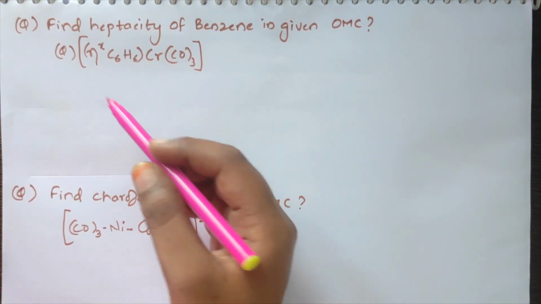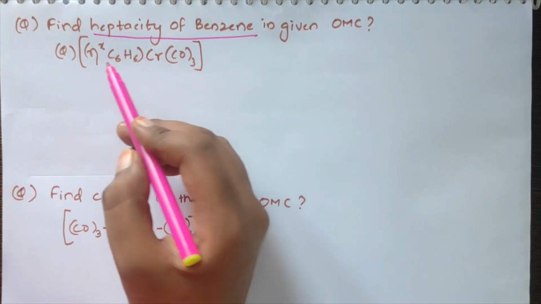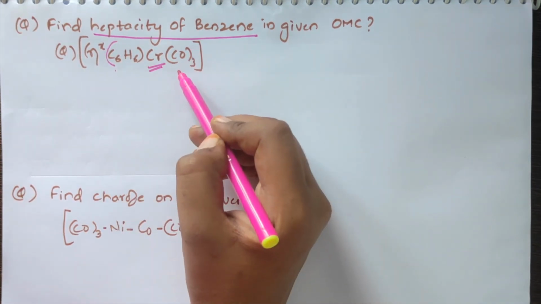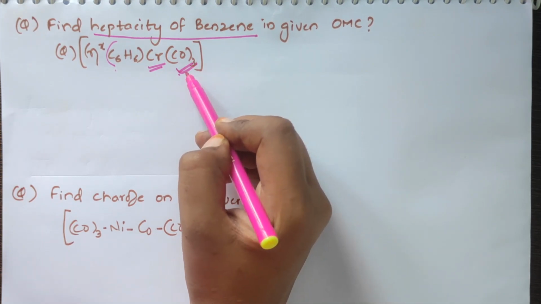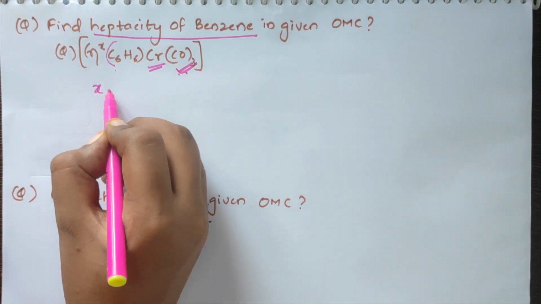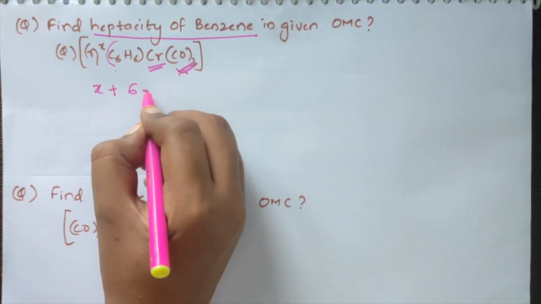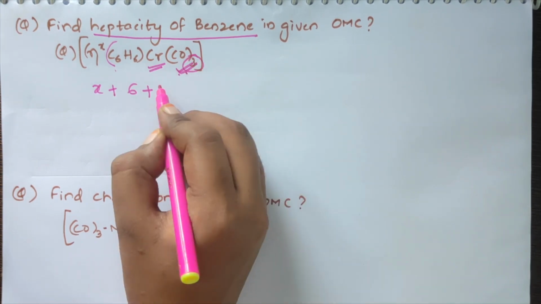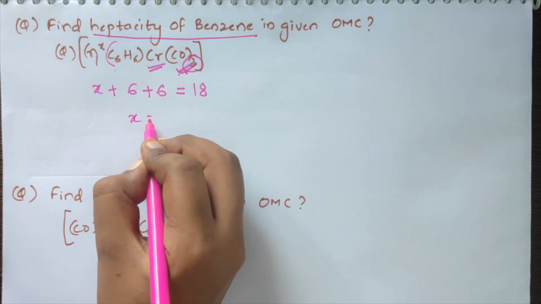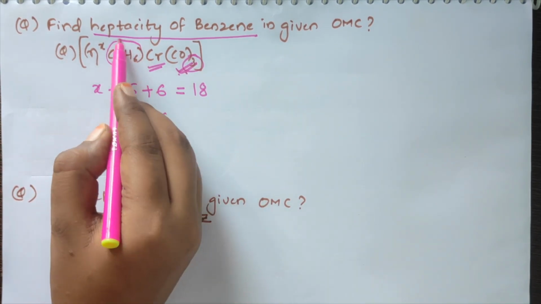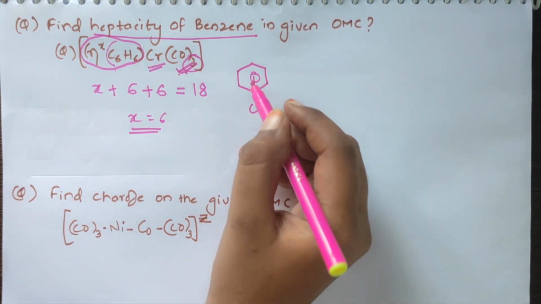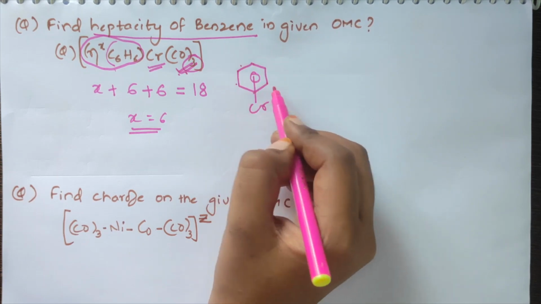Here in this question we have to find the hapticity of the benzene. The ligand is given, the metal is given, and the carbonyl ligands are given, and we have to find the hapticity of the ligand. So let us take X, and the chromium will be giving 6 electrons, and each carbonyl 2, so 3 into 2 is 6, and the total will be equal to 18. So X will be equal to 6, and the hapticity of the benzene ring is 6. So the chromium is connected to benzene in this manner, which means all six carbons of benzene are connected to this metal.